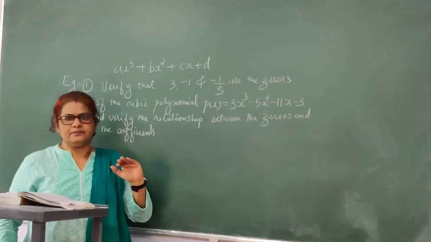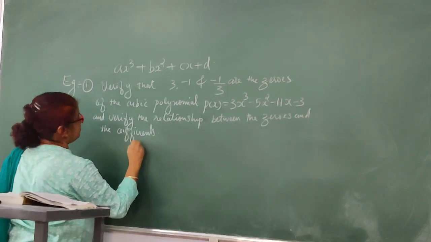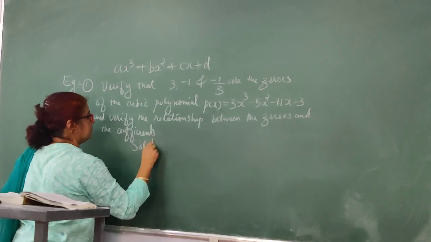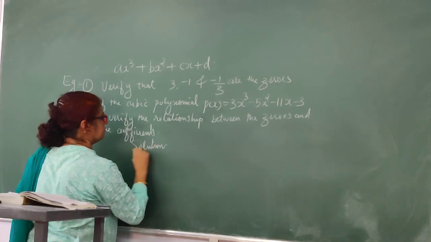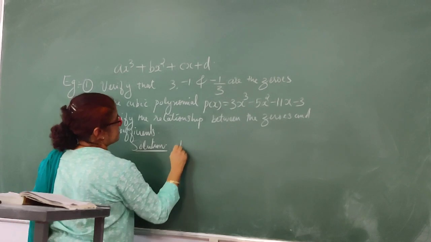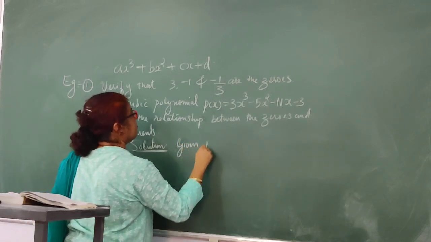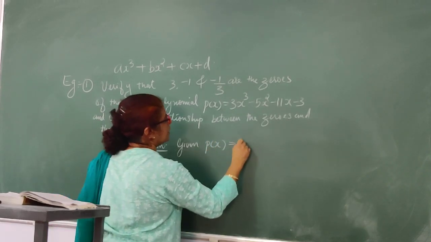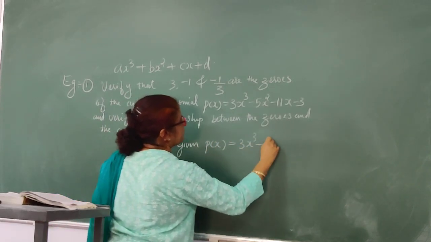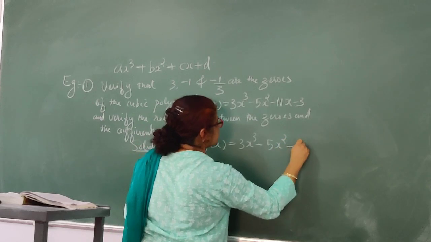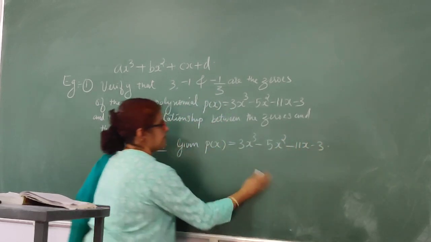Okay. Then first of all we have the solution. Given p of x is equal to 3x cube minus 5x square minus 11x minus 3.